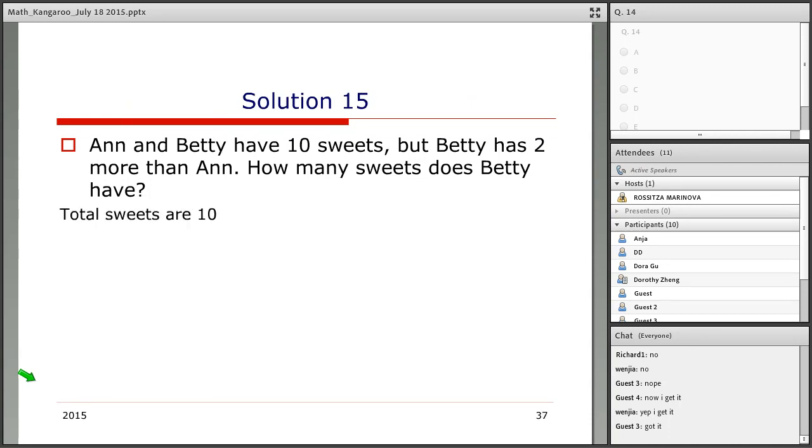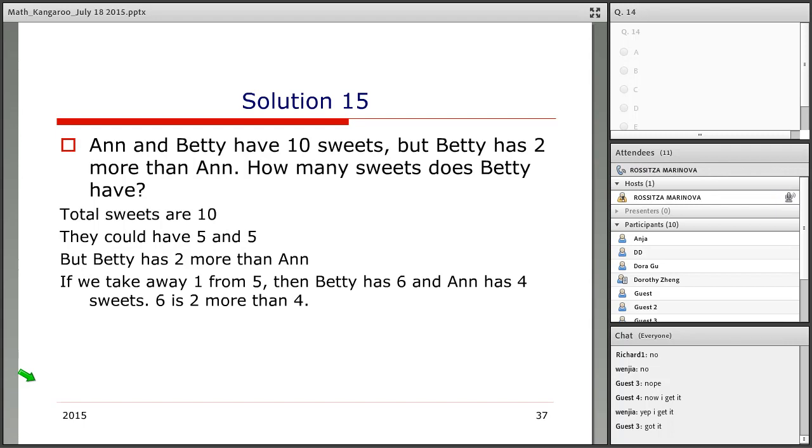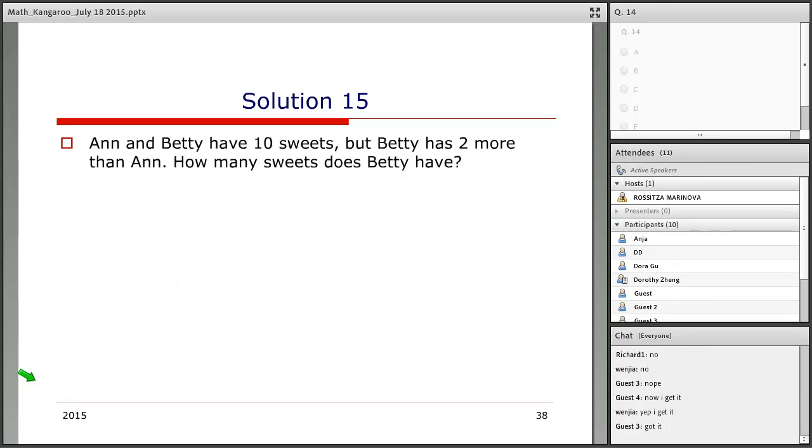Now, the total sweets are 10. So let's explore what options we could have over here. One of the approaches which we could use is to just pretend that both of them have 5 and 5, an equal number of sweets. But in our question it says Betty has 2 more than Anne. If you are able to solve it, you can write your answer in the chat now, because we are going through the solution right now. So Betty has 2 more than Anne. If we take away 1 from 5, then Betty has 6 and Anne has 4 sweets. And 6 is 2 more than 4. So in that case, Betty has 6 sweets.